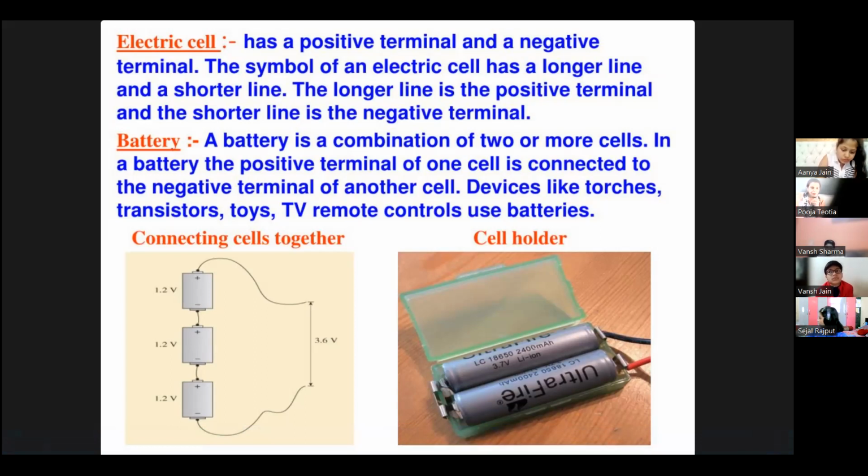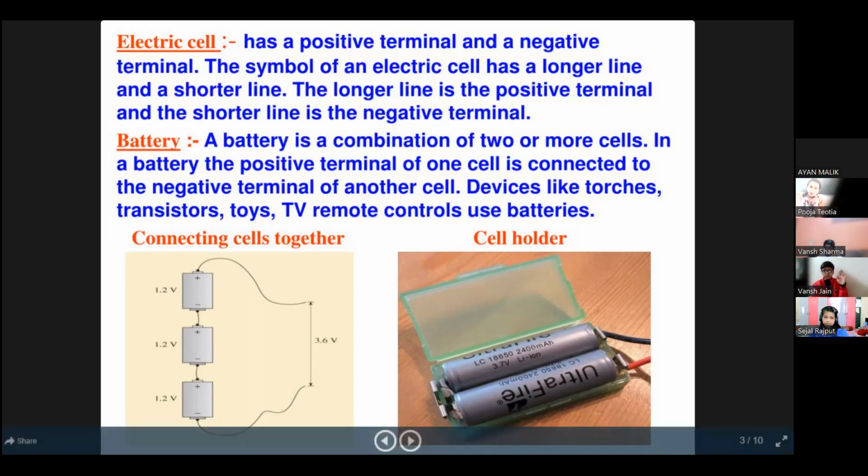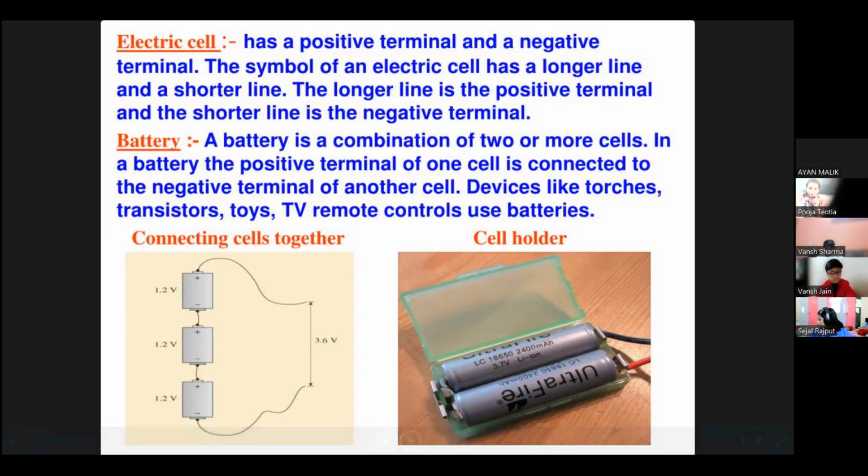Okay, and the definition of battery. What is it? It is a combination of 2 or more cells. How many cells are there in this battery? 4. In this cell holder, how many cells are there? 2 cells are there. And what about here? How many cells are connected together? There are 3.